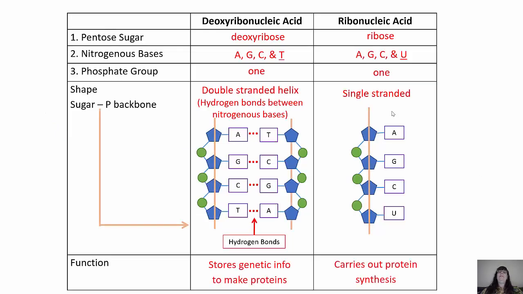Now this is just showing you the difference between DNA and RNA. The sugar is deoxyribose in DNA, ribose in RNA. The bases adenine, guanine, and cytosine are in both, but thymine is in DNA, uracil is in RNA. There's one phosphate group in both. DNA, however, is double-stranded, attached by hydrogen bonds. RNA is single-stranded, but they both have that sugar-phosphate backbone. So you've got sugar-phosphate, sugar-phosphate. Function: DNA stores genetic information to make proteins. RNA actually carries out protein synthesis.